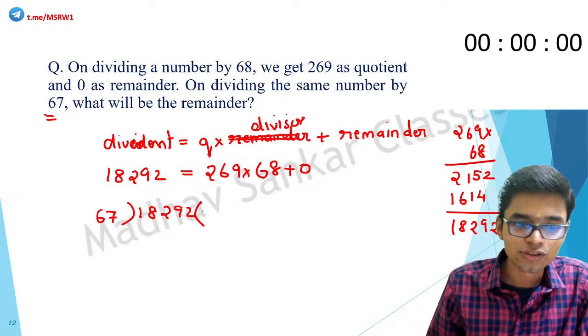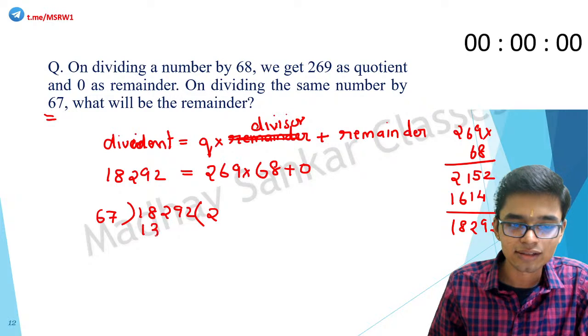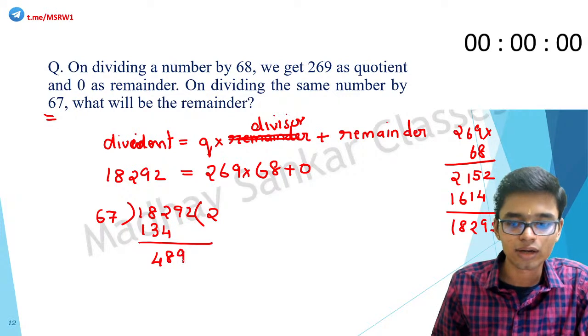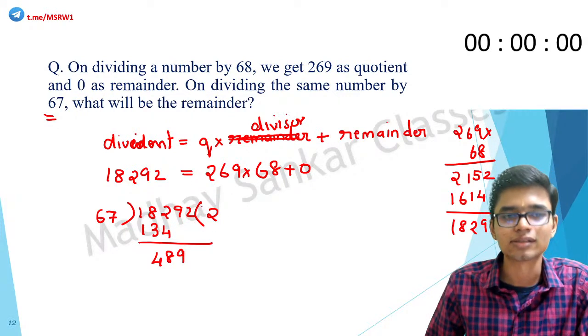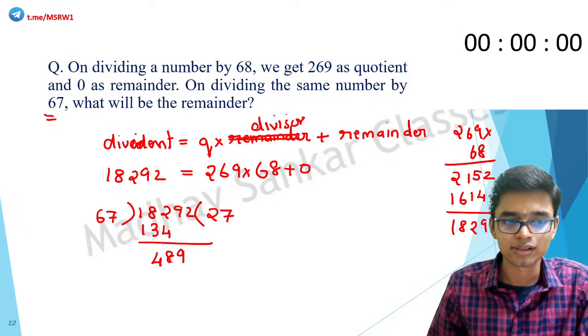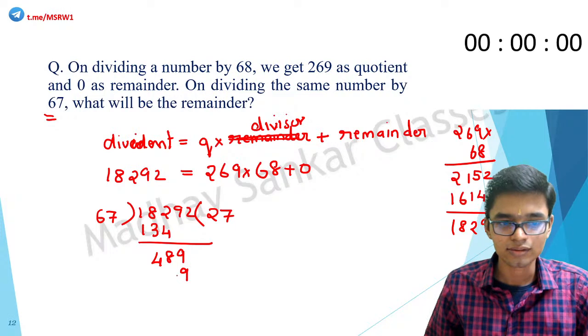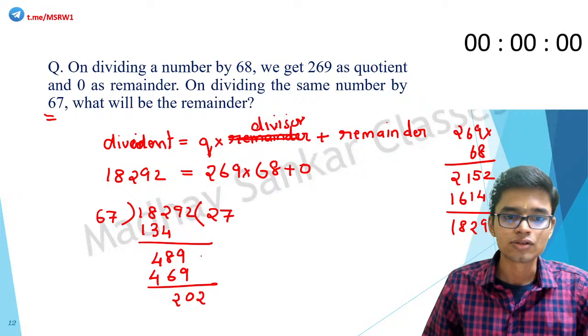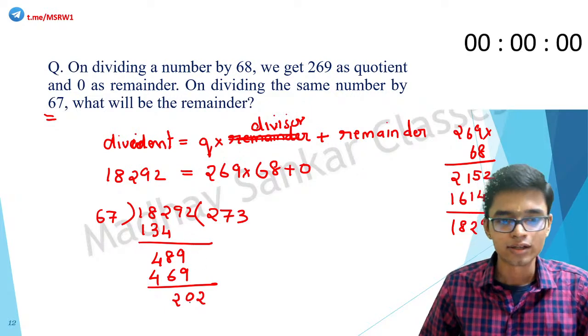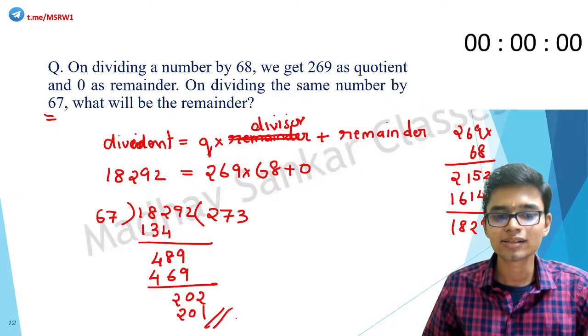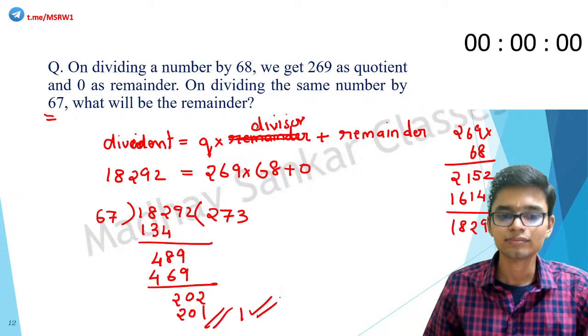Okay, so 67 goes 2 times. 2 into 67 is 134. Balance is 48. We bring down 9, and then 7 times, since 8 times does not go. 7 times 67 is 469. So balance is 20, and we bring down 2 and so 3 times 67, 3 into 67 is 201. So the remainder is 1. That is our answer.